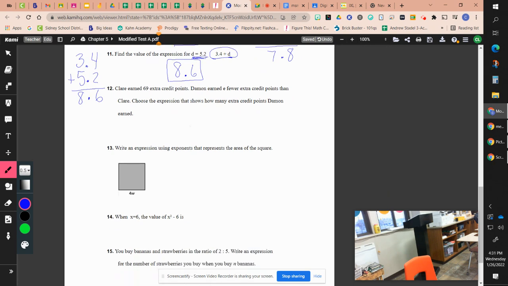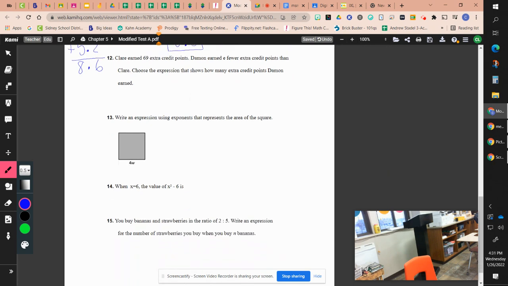Now on this next one, it says Claire earned 69 extra credit points. Damien earned E fewer extra credit points than Claire. Which expression shows how many extra credit points? Well, I didn't give you the expressions. You're just going to have to show me what the expression is. I'm going to have to edit this test.